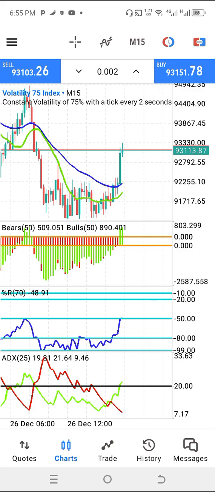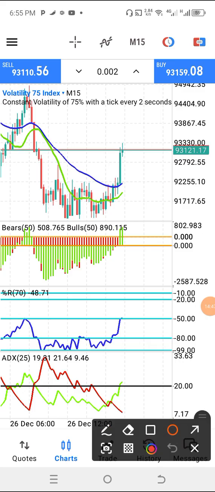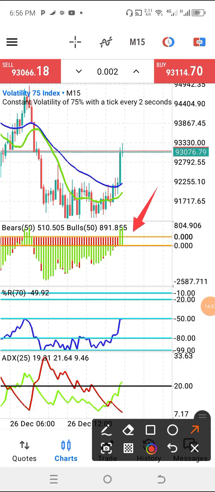Why? Because we can see that the bull power is above the 0 line, not just its own zero line, it's also above the bear power zero line. That is condition one, which has been met.